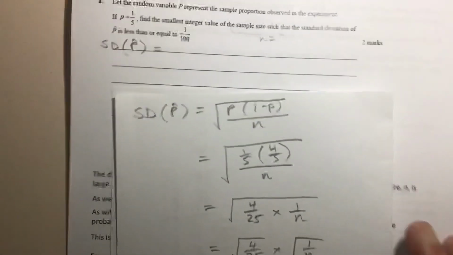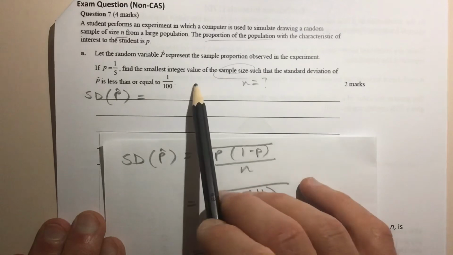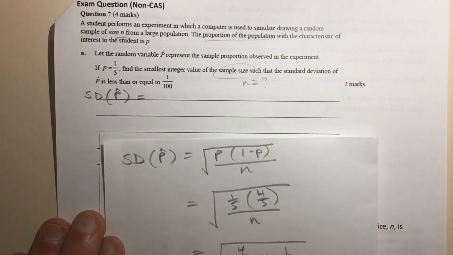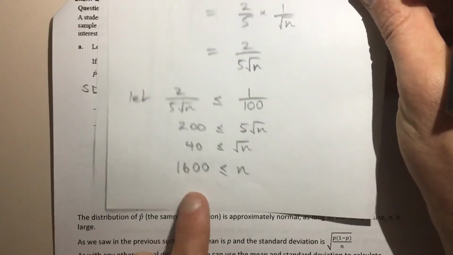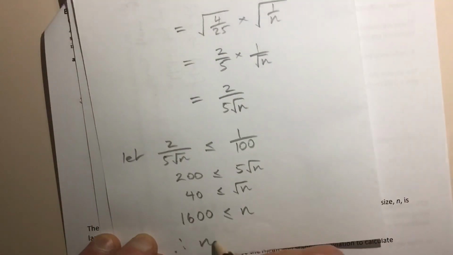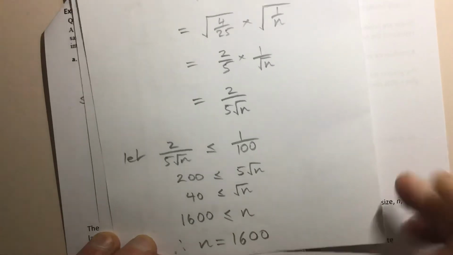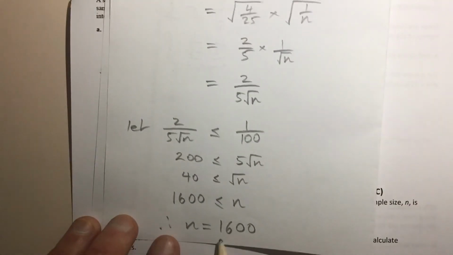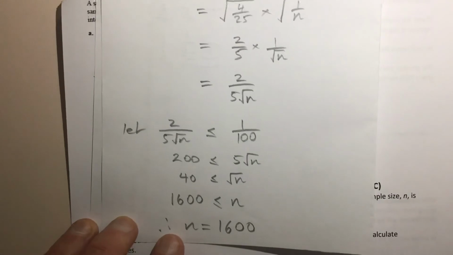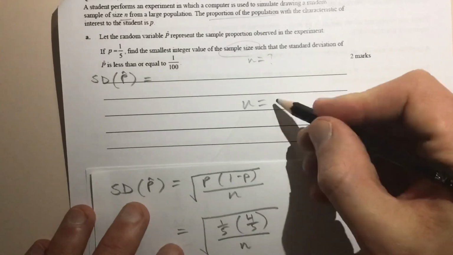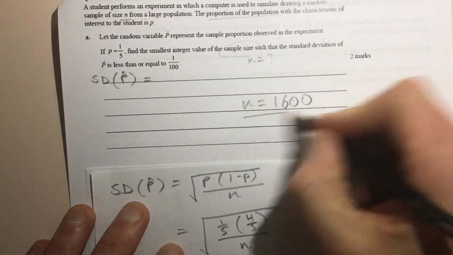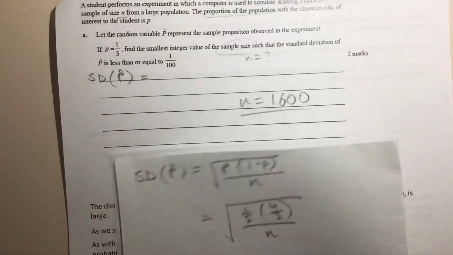The question said, find the smallest integer value of the sample size. So the smallest whole number that would give us a standard deviation that's less than or equal to 1/100, well, the smallest whole number would be n equals 1600. So that would be our answer to the question. It's one of those ones where you've got to read it carefully. So the answer actually is 1600. We don't have to say 1600 or more because it was asking us to give the smallest integer value. I did my work on that bit of scrap paper there, but I'll just put my answer on this as well.